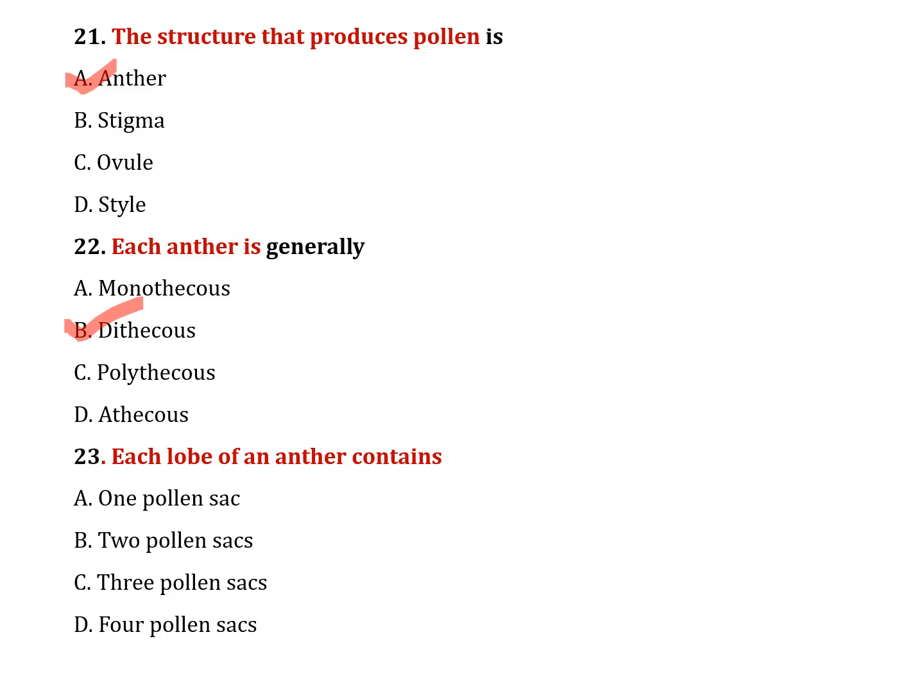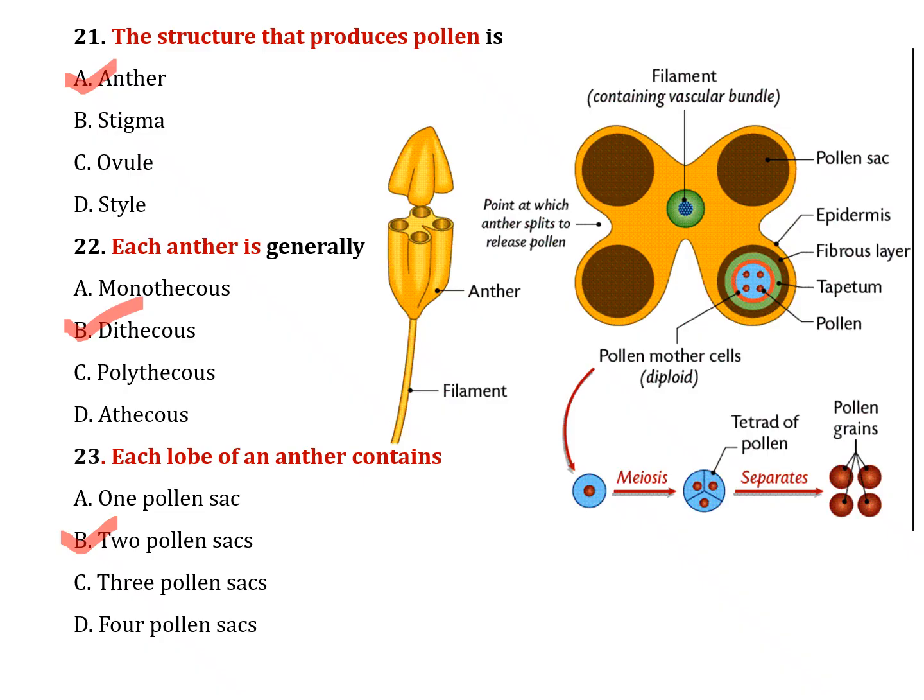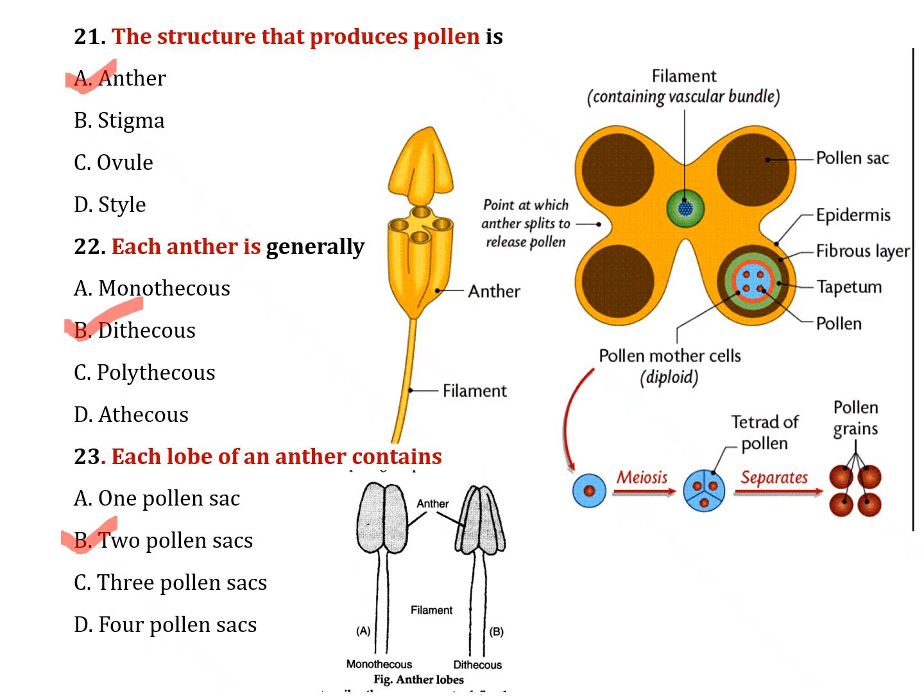The next question, number 23. Each lobe of an anther contains: option A, 1 pollen sac; option B, 2 pollen sacs; option C, 3 pollen sacs; option D, 4 pollen sacs. Correct answer is option B, 2 pollen sacs. This is a monothecous anther and this is a dithecous anther, means two thecae are present.